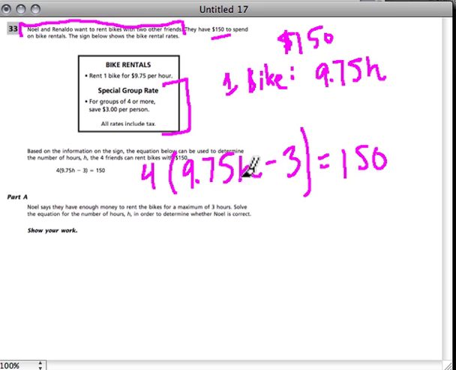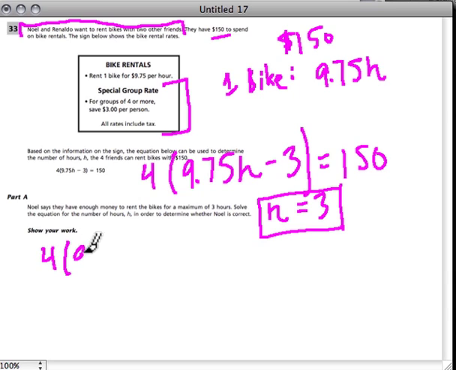So we have this equation. We want to solve for h. Is he correct? Does h equal 3? Is it the maximum number? So is it 3 or like 2.75? Is 3 hours the maximum number? Well, we're going to use the distributive property to solve this.